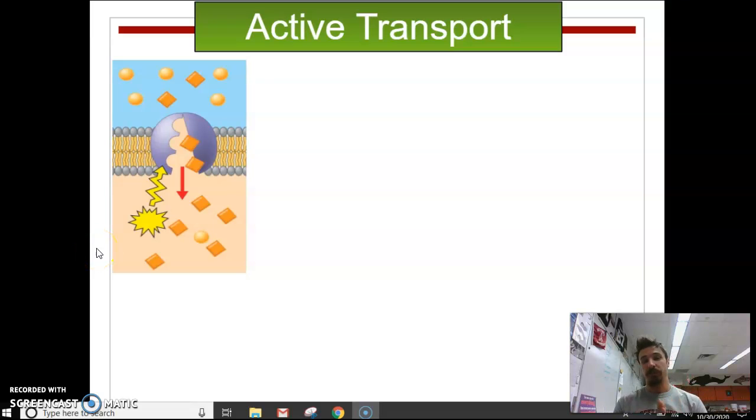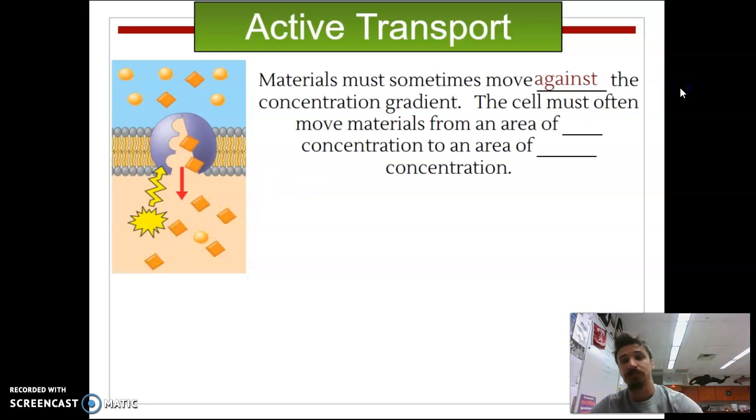All right, ladies and gentlemen, we are venturing into our last little section of Unit 3. We're going to start talking about active transport, the type of transport through the cell membrane that requires energy because we go from the low concentration to the high concentration, which is against the natural flow of things. So, in active transport, like I said, materials must sometimes move against their concentration gradient. So it must often move things from an area of low to high concentration.